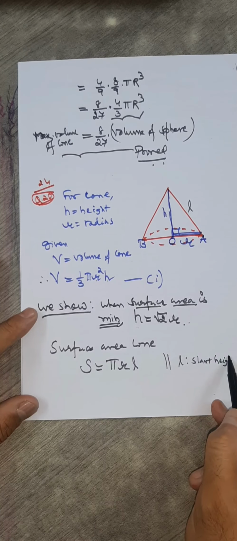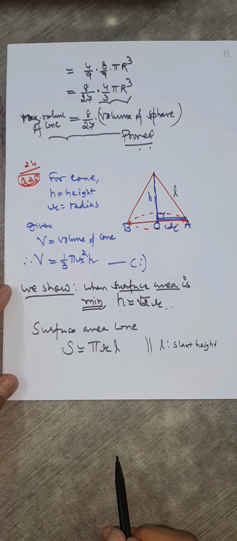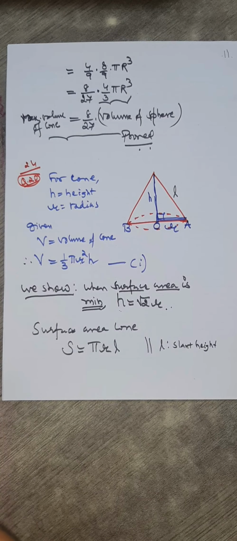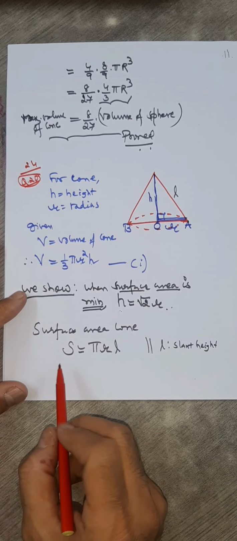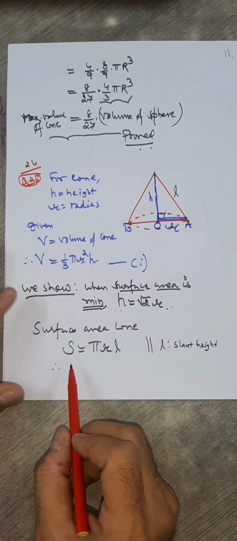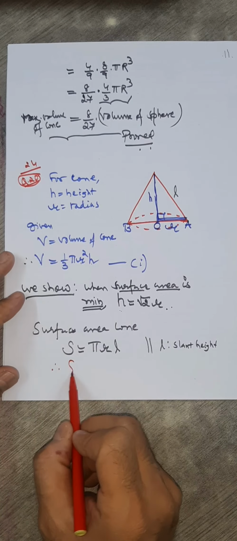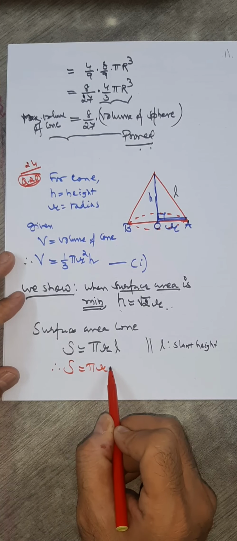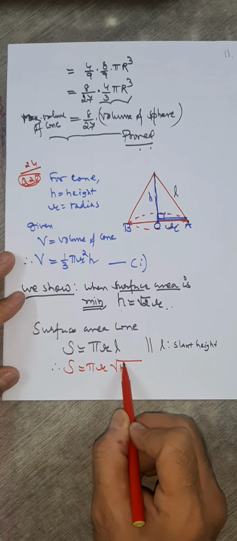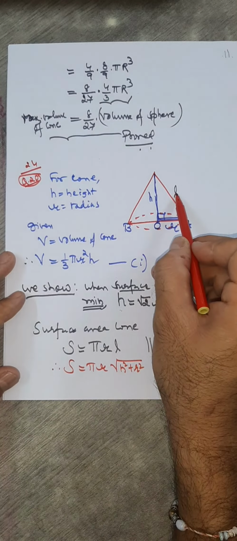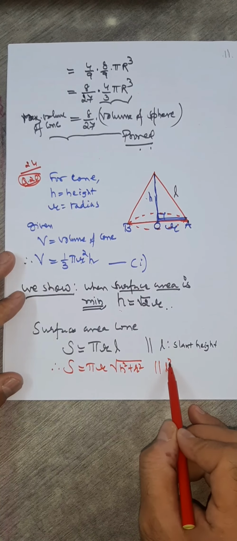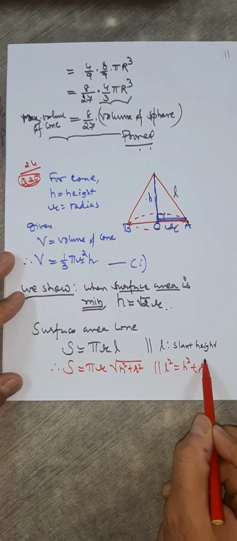Right? All these things you already did earlier in 10th standard. But L you can place in terms of h and r very easily. So I'll write here: you can just write S equals pi r root of, by Pythagoras, h square plus r square. This equals, if you want, L square equals h square plus r square.